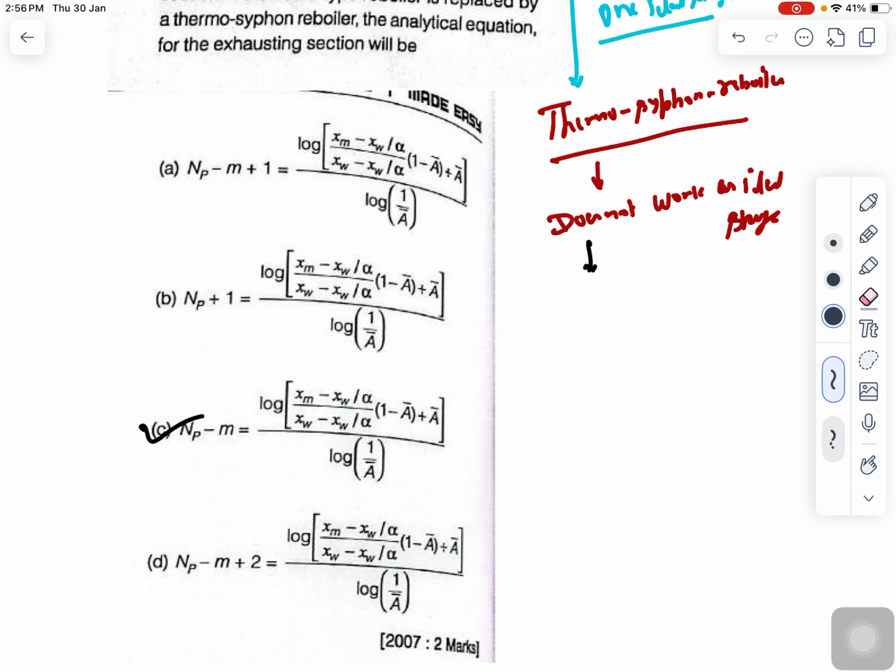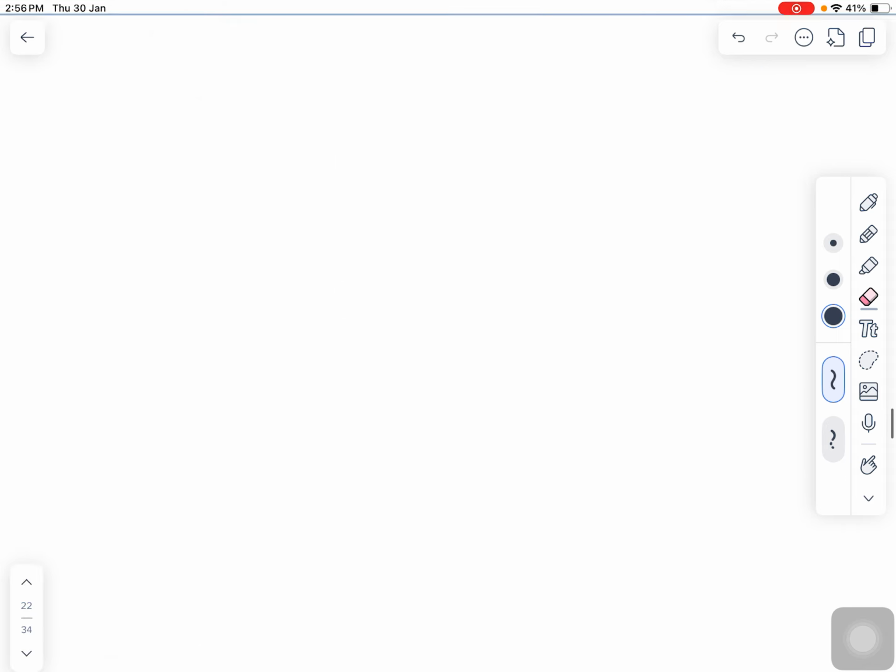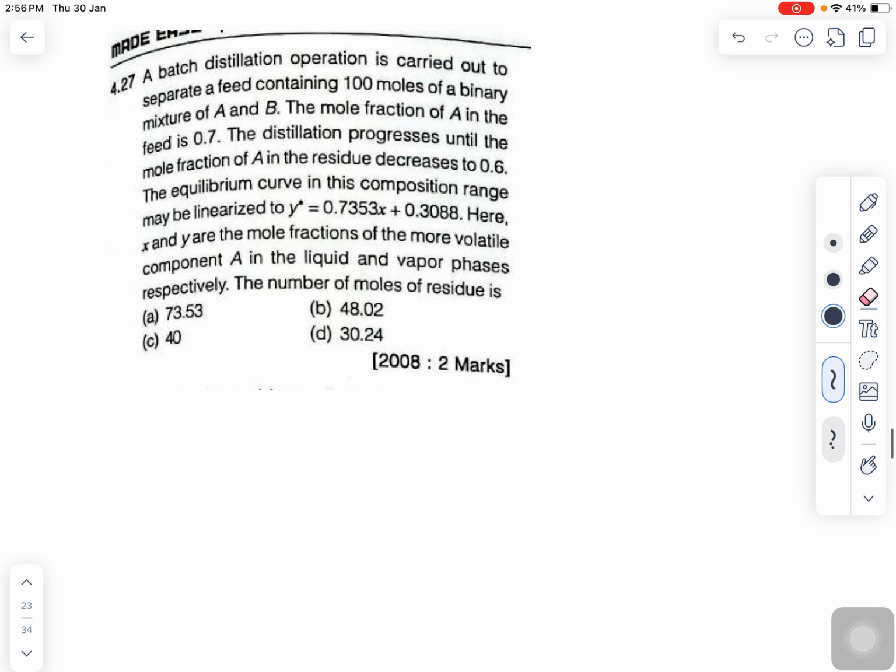So the crux point of this question was that you have to understand the concept regarding the thermosiphon reboiler and kettle type reboiler. The kettle type reboiler works as a partial reboiler, that is also considered as one ideal stage, but the thermosiphon reboiler does not work as an ideal stage. That's why in the formula you have to subtract 1. Now moving towards the next problem.